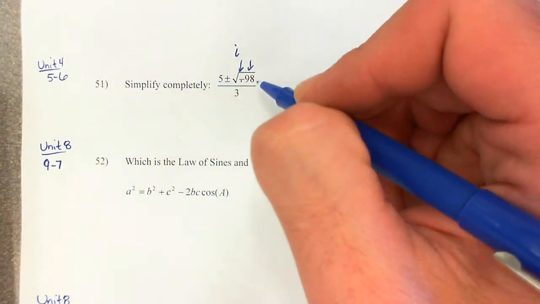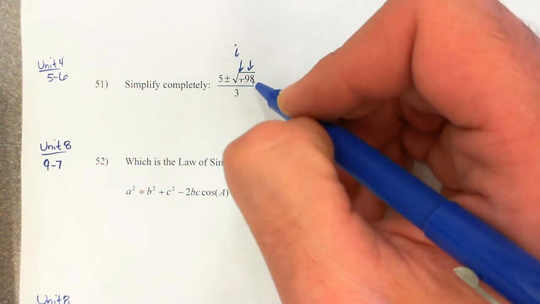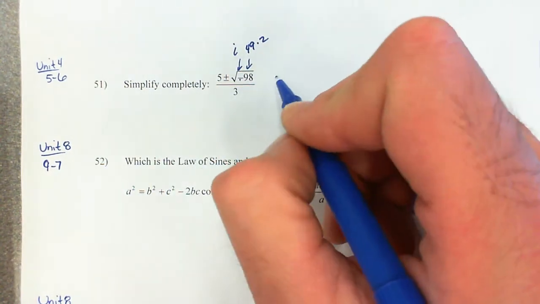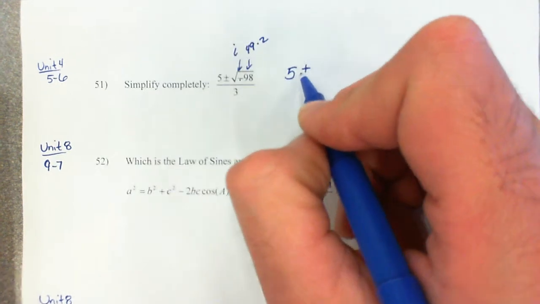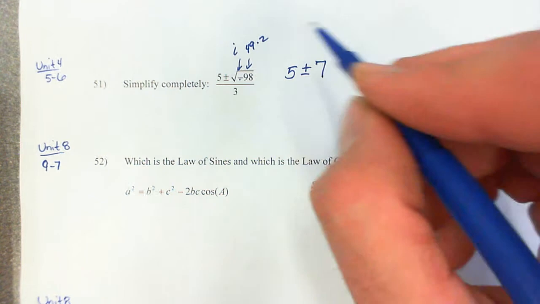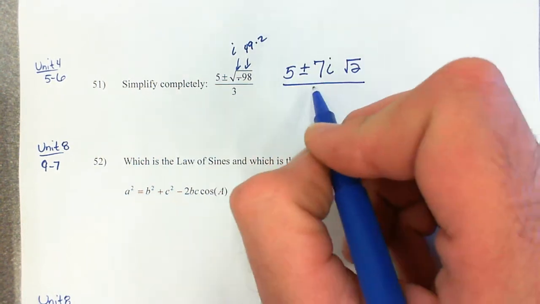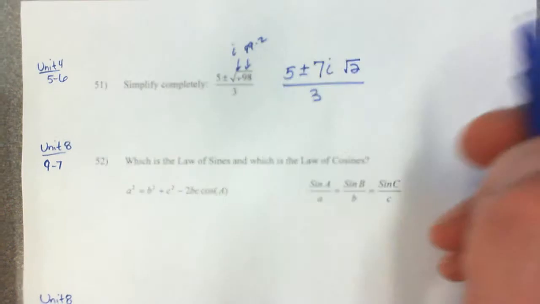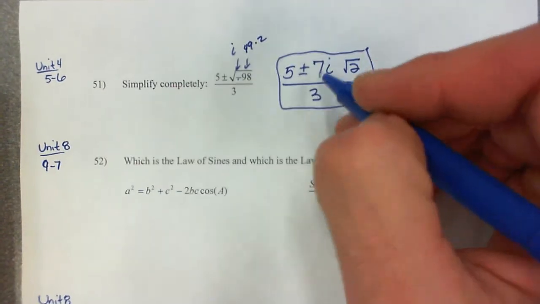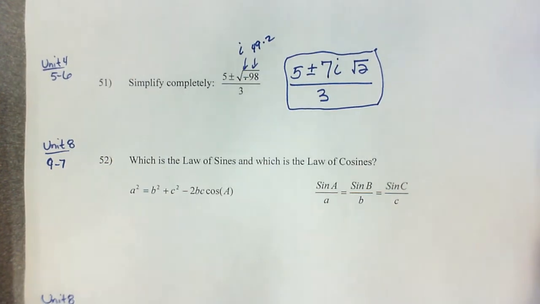98. If we use the divide by 2, 3, and 5 method, divide 98 by 2, you get 49, and that is a perfect square. So this is going to be 5 plus or minus the square root of 49, which is 7. The negative comes out as i. You're left with the square root of 2, and then that's all divided by 3. And that can't be simplified down any further because 3, 5, and 7 are all prime numbers.